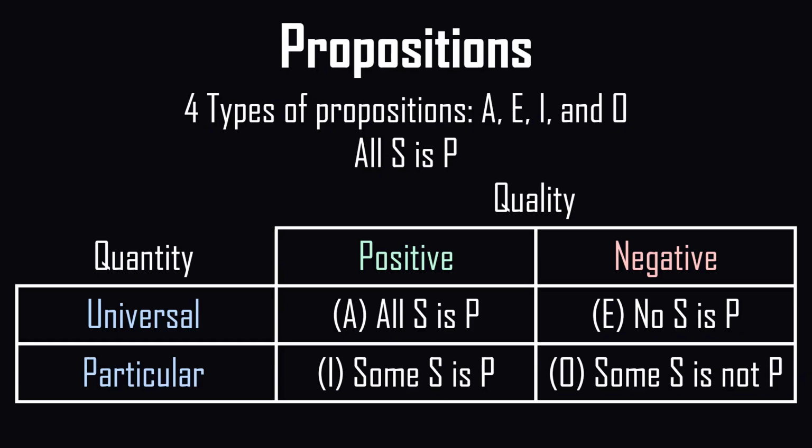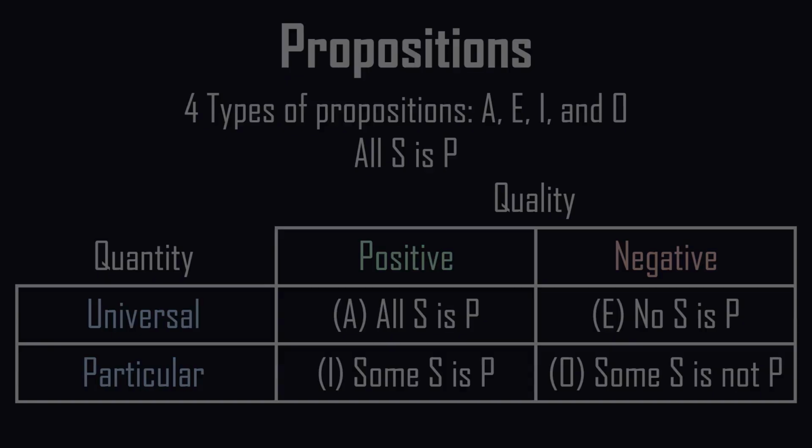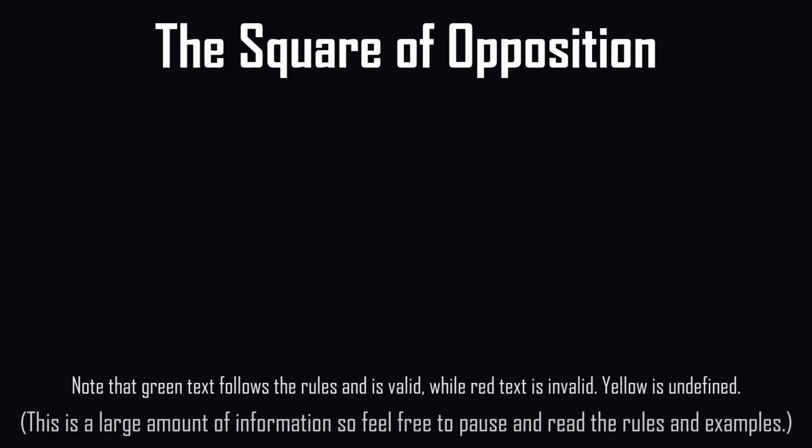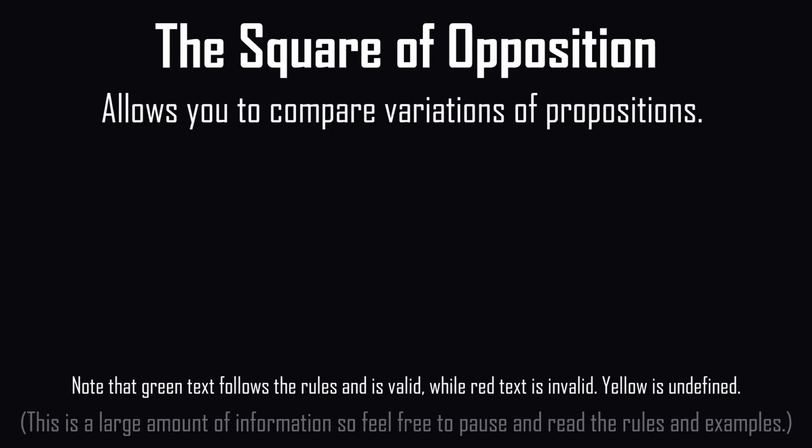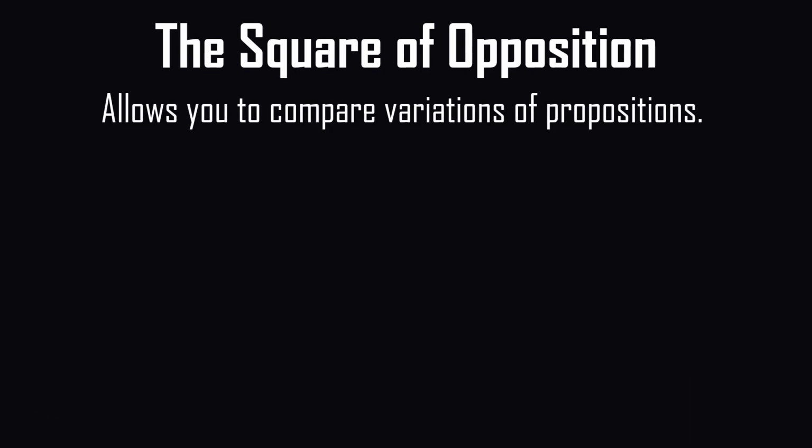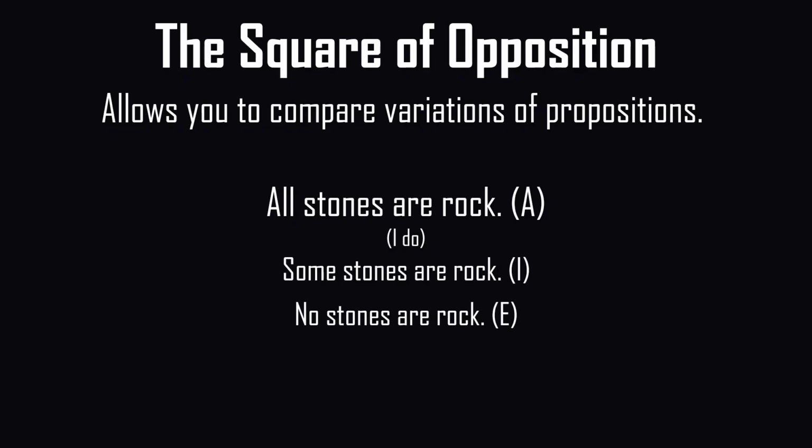These four types of propositions will become very important as we move on to the square of opposition and the relationships of equivalence. Speaking of which, it is finally time to examine the square of opposition. First off, what is the square of opposition? Well, the biggest benefit of the square is that you can see how different propositions stack up against variations of themselves, such as if you believe that all stones are rock, you can compare other variations such as some stones are rock, no stones are rock, and some stones are not rock. You can see whether or not these propositions are true or not.